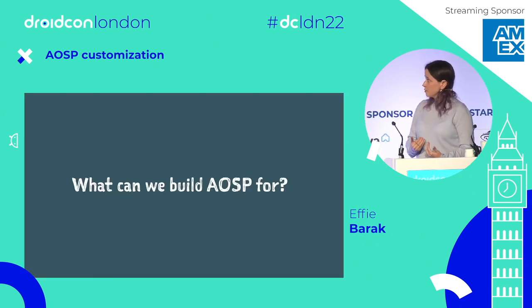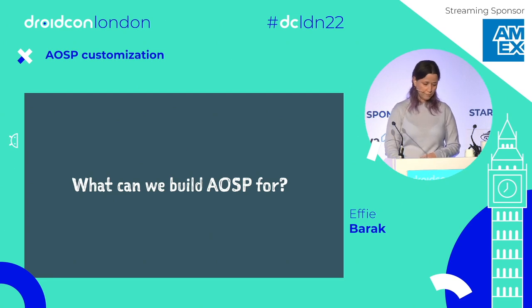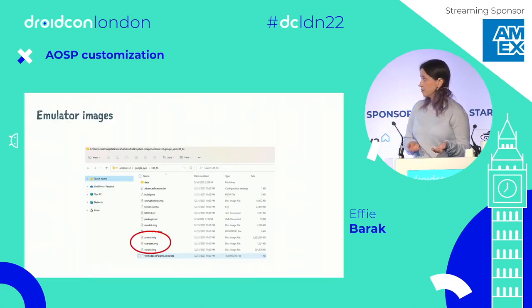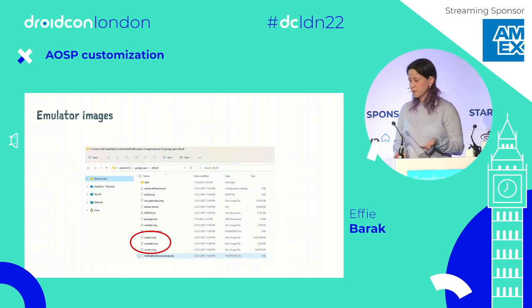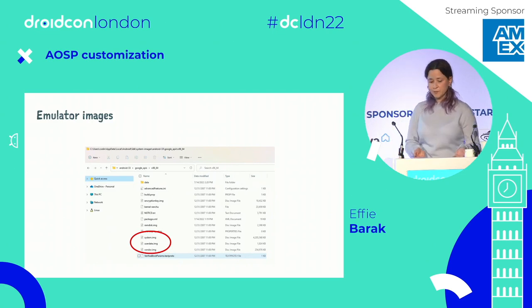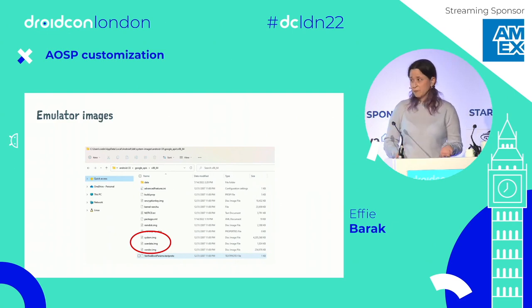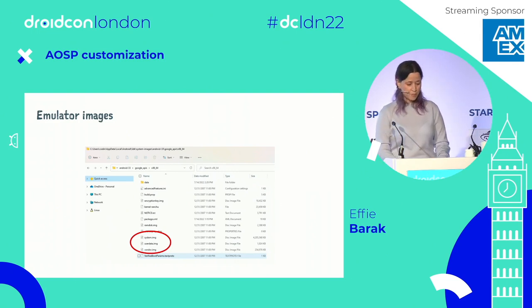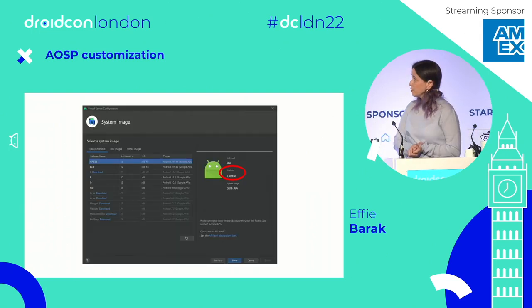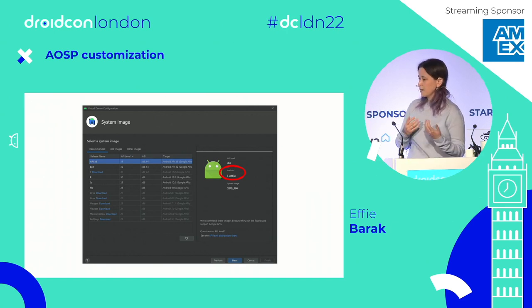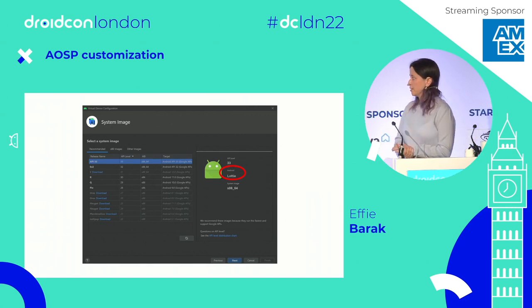So what can we build AOSP for? The first and easiest thing to do is to build for an emulator. We don't need any specific drivers or hardware-related stuff because we don't have any hardware. So building for an emulator is something we can do out of the box with AOSP, no questions asked. And when we build our own custom AOSP image, we can later create our own emulator AVDs from it and use them the same as any other image that we can download from Google.